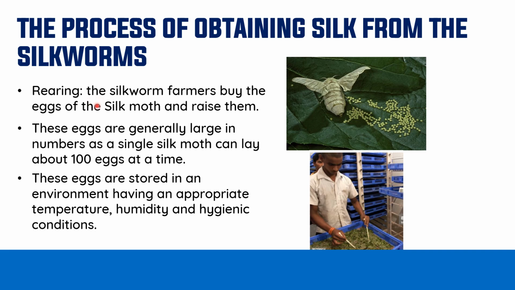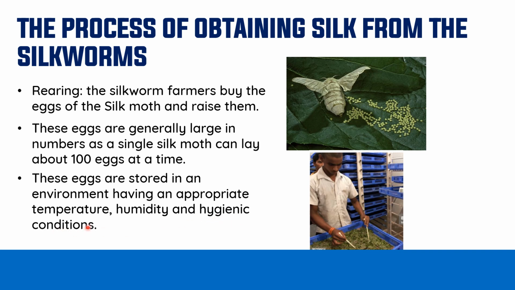Second, these eggs are generally large in number, as a single female silk moth can lay about 100 eggs at a time. So here you can see in this picture, this is the silk moth and these are the eggs, 100 eggs at a time. These eggs are stored in an environment having an appropriate temperature, humidity and hygienic conditions.